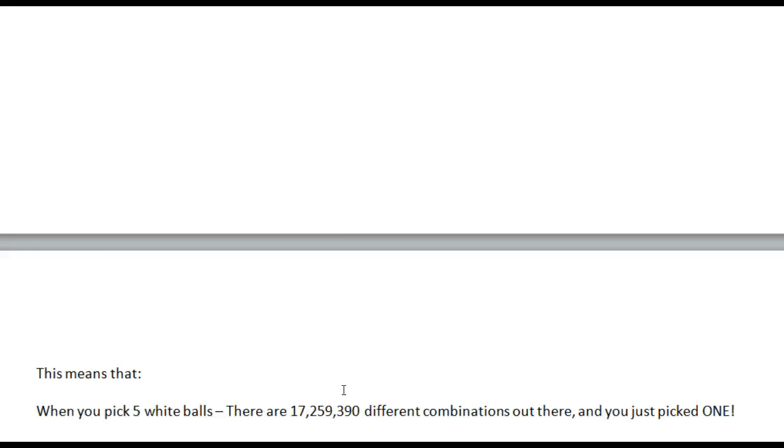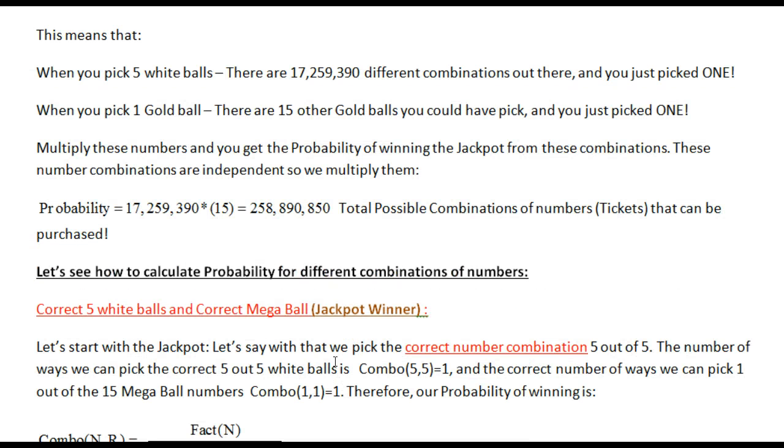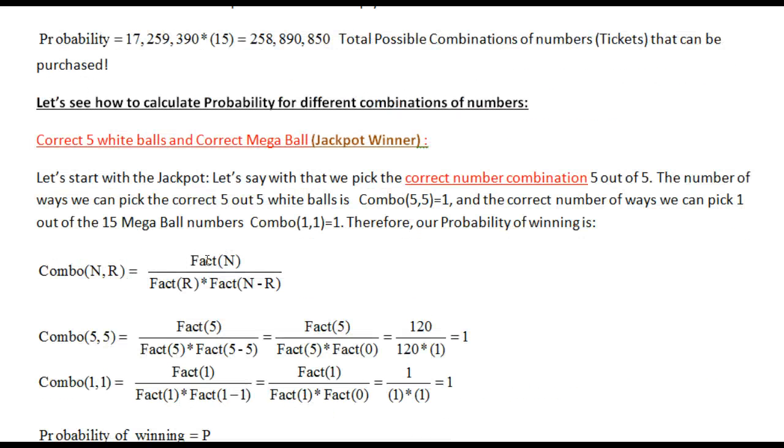Okay, this means when you pick 5 white balls, that's what I just explained. There are 17,259,390 different combinations out there, and you just picked one of the combinations. And when you pick the 1 gold ball, there are 15 other gold balls you could have picked, but you just picked 1. And we multiply these numbers together, and we get the total combinations of numbers or tickets that can be purchased.